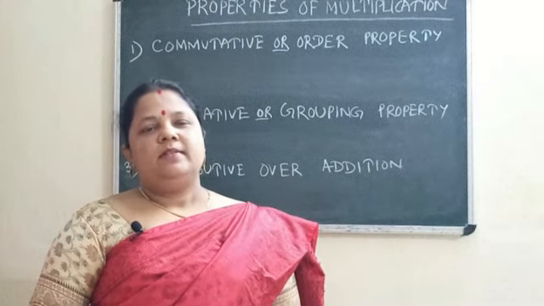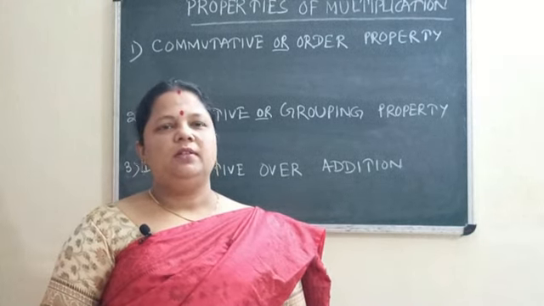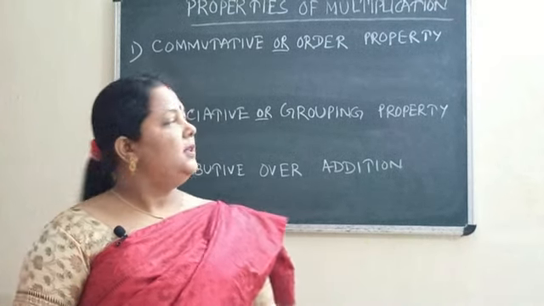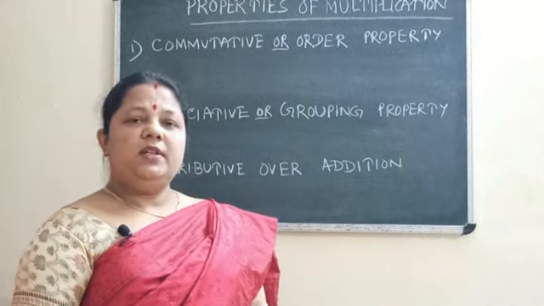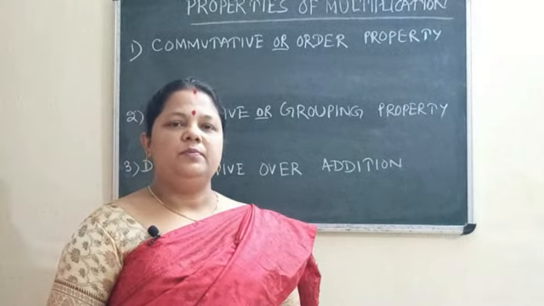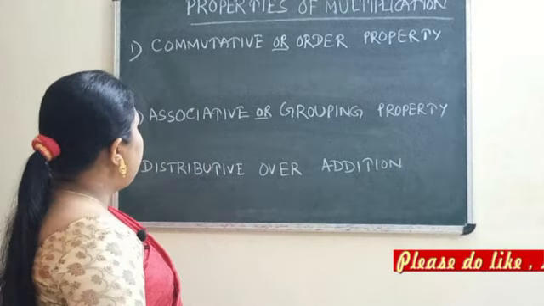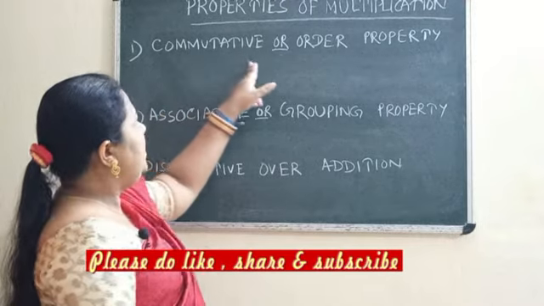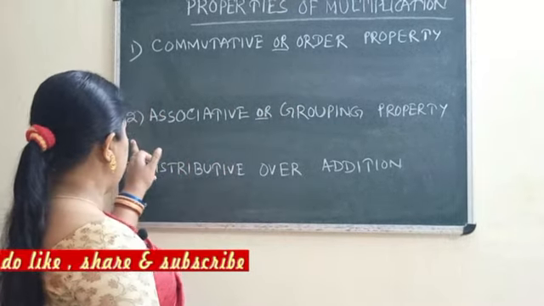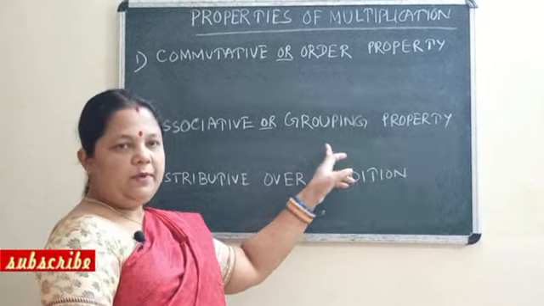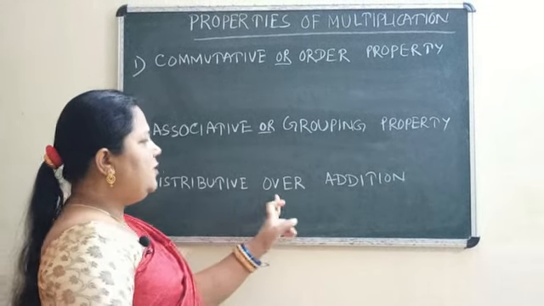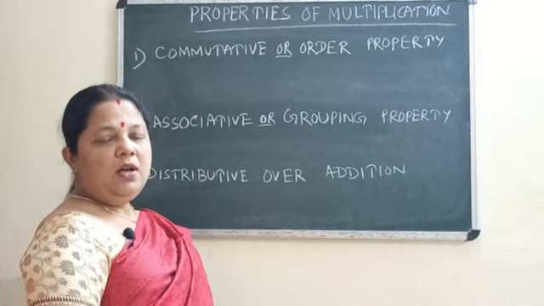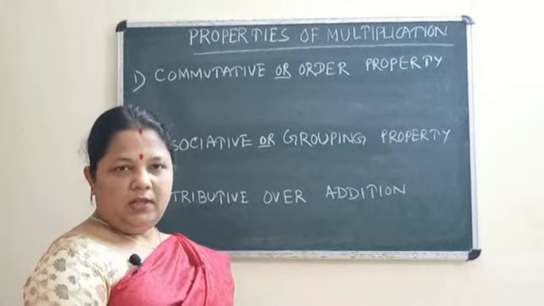Last class we already discussed operations on large numbers, that is, your multiplication. But today we will discuss this multiplication based on some properties, especially three properties I have written on the board. One, commutative or order property. Two, associative or grouping property. And three, distributive over addition. So let's discuss all these properties on which we can do our multiplication.